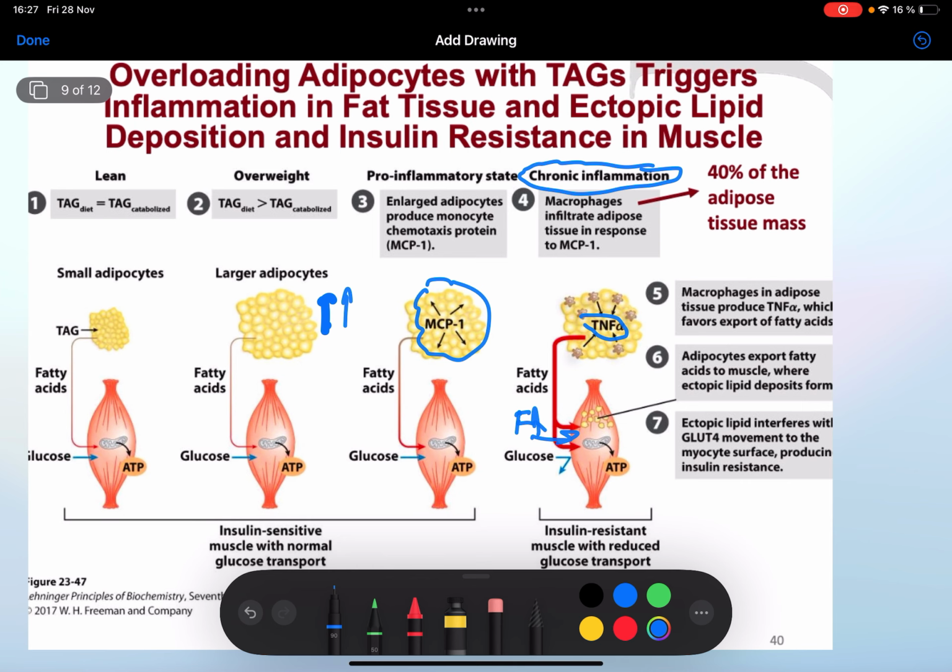And so basically, if you just think about it, if you are an overweight patient, it doesn't mean that you should be a type 2 diabetic. But in these cases, if you enlarge the adipocyte, this is what would happen with you.